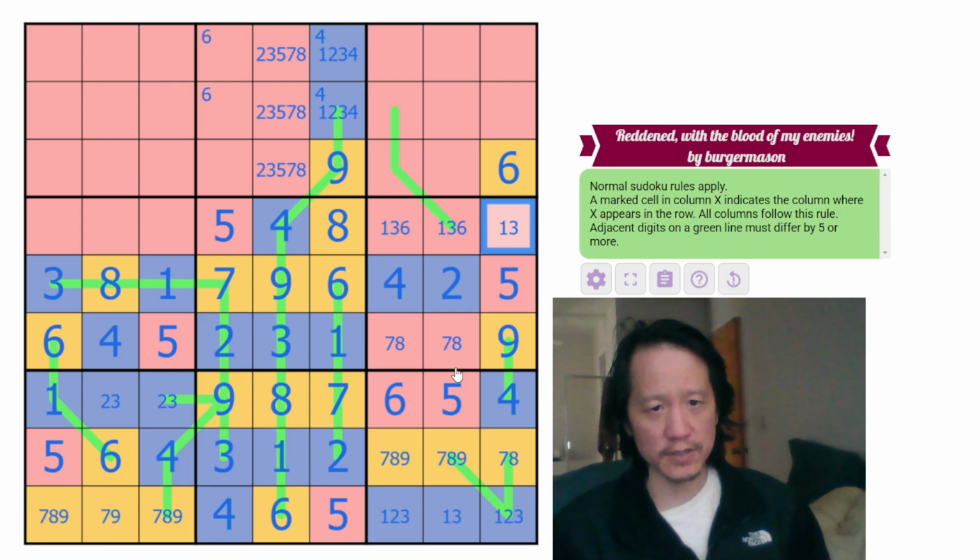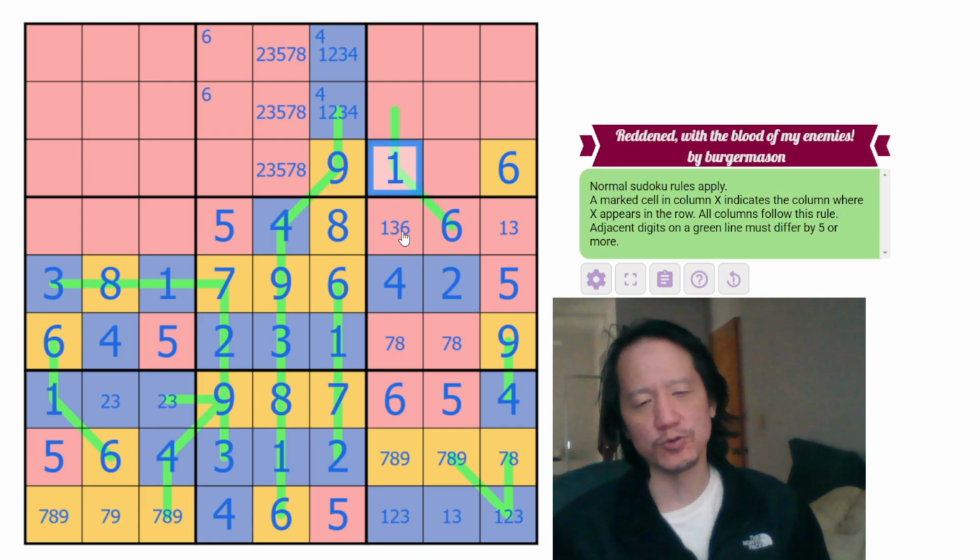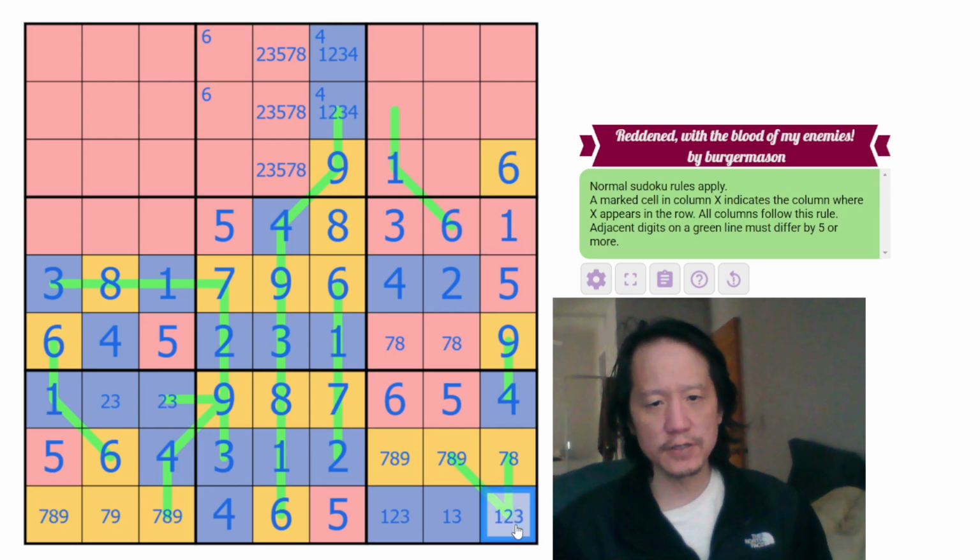This can't be 6. The 6 has to be in the 8th position, so this is 6. 6 has to be next to a 1 on a German whisper line. So this can't be 1 or 6, which makes that a 3, which makes that a 1. This can no longer be 1. This can't be 1. Where's a 1 in box 9? It has to be here. So this is 1, which means this can't be 1, this can't be 1.